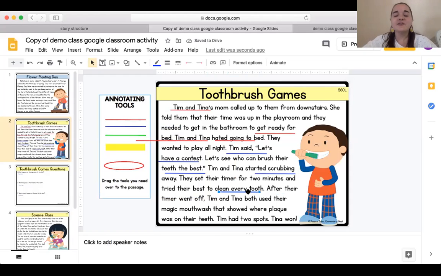Okay, so now we have the end of the story. What happens at the end? Remember, it's a contest, so there might be a winner. Garen, what happens at the end? Yeah, something with Tina. What happened with Tina? Very good, she did win. We can underline that. Tina won.